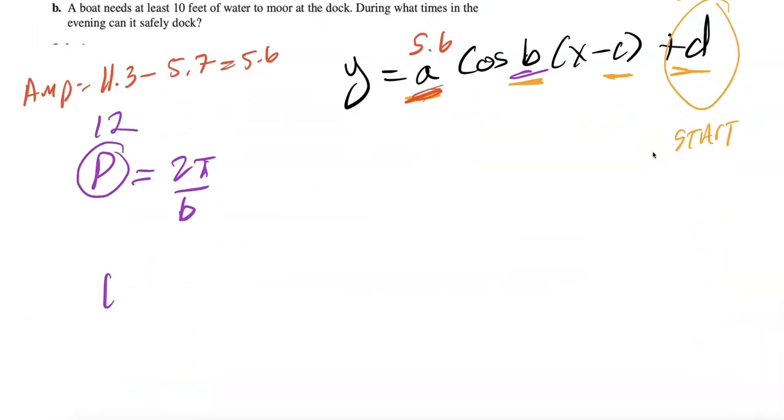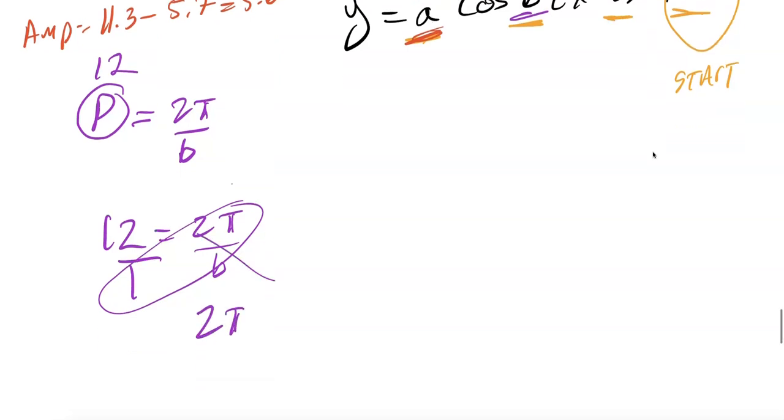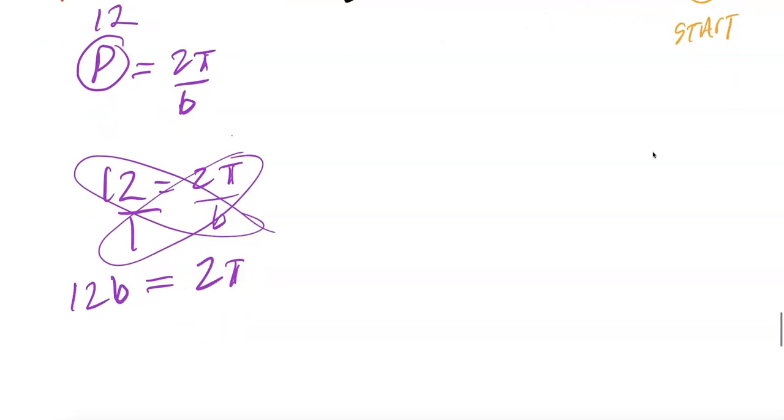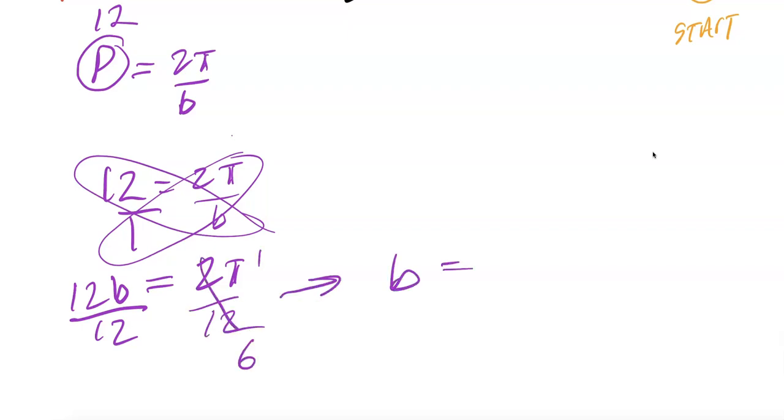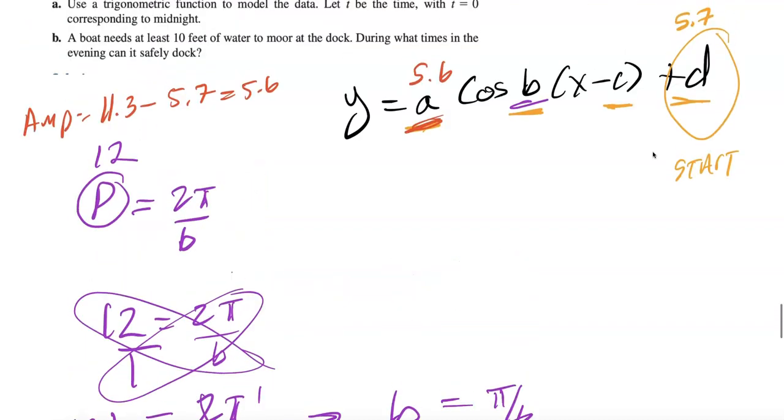So we've got to solve this. 12 equals 2 pi over b. Cross multiply. That is going to be 2 pi, and that's going to be 12b. Trying to solve for b, so divide by 12, and you get b equals 1 over 6, pi over 6. So that's our b.